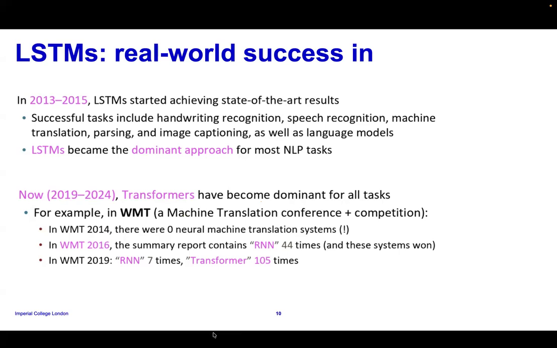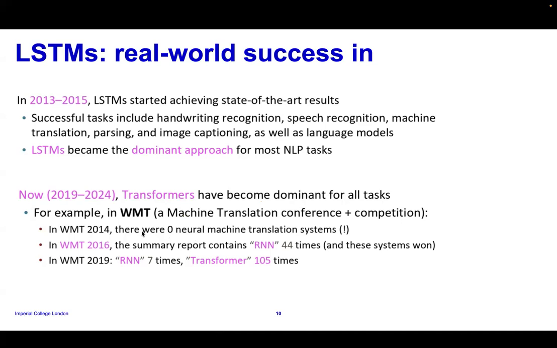So we have seen now, okay, RNN is not a good architecture. It has a lot of problems. So LSTM comes to solve those problems from RNN. Yes, we have seen that. But now today, LSTM has become history.